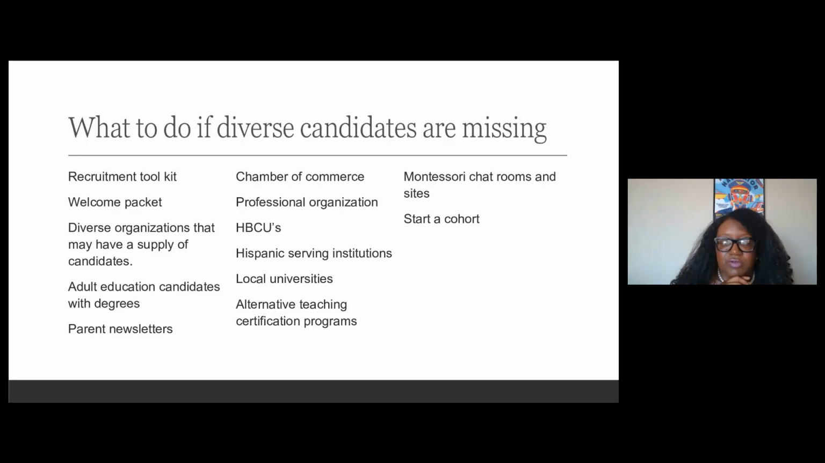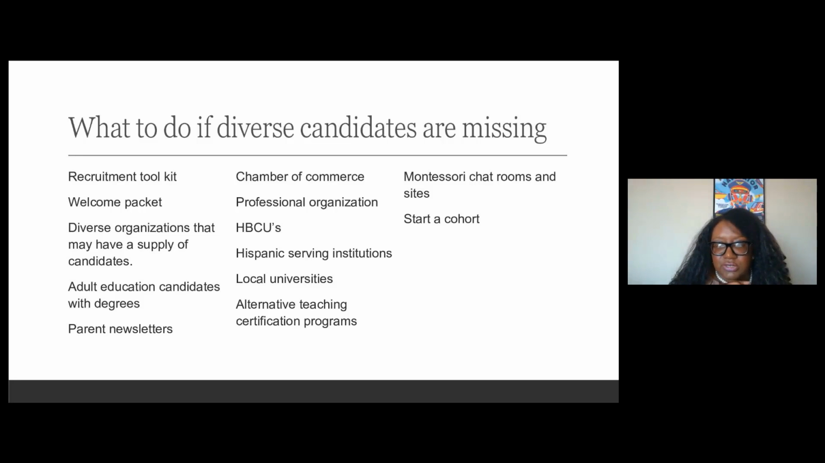Parent newsletters. If you're trying to hire, share that with parents. You'll be surprised at how many people know someone who's looking for a job or might be a good fit or interested. Chamber of Commerce, there are many of them. Make sure they're one of your partners. You need those businesses in there for a variety of reasons, including hiring and recruiting.